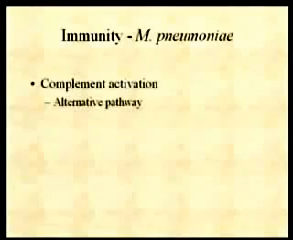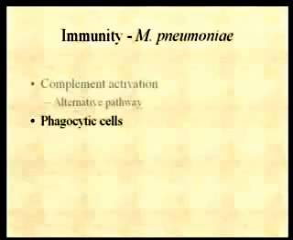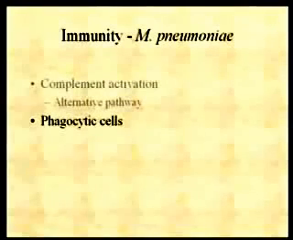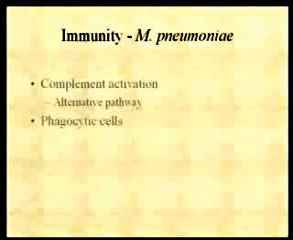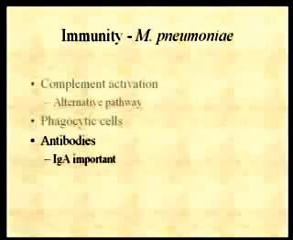All right, how about immunity to these organisms? Complement plays an important part in immunity to these organisms. These organisms activate complement by the alternative pathway, and they can be lysed by complement. Phagocytic cells are important. If these organisms are phagocytosed, they will be very rapidly destroyed and killed by the phagocytes. And IgA antibodies are important.